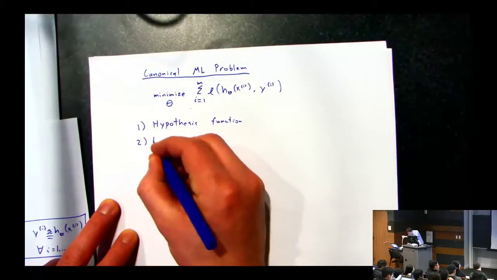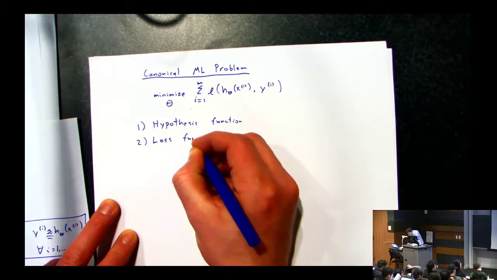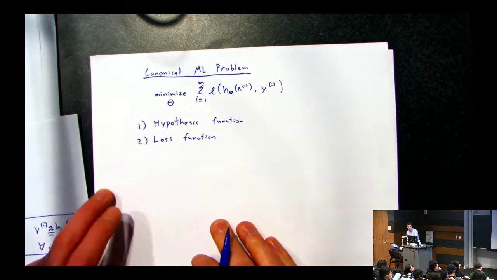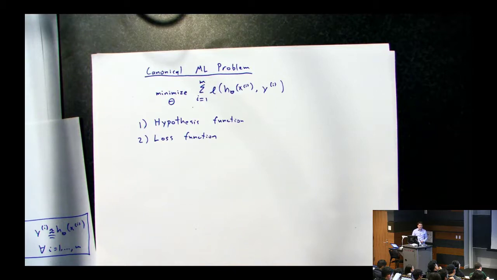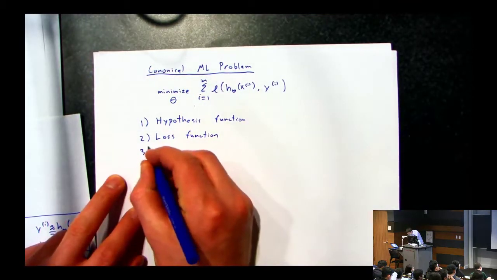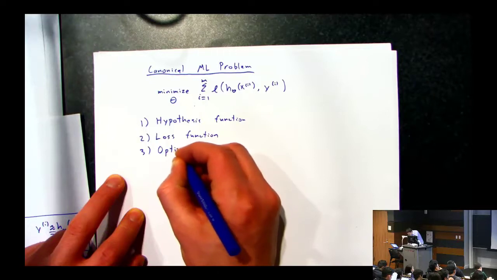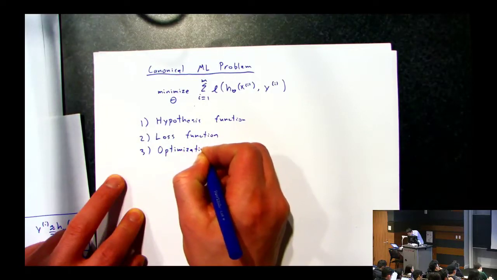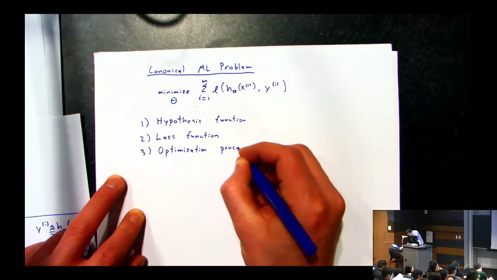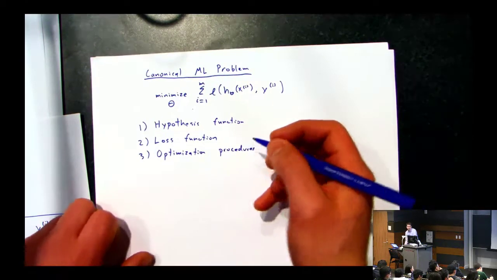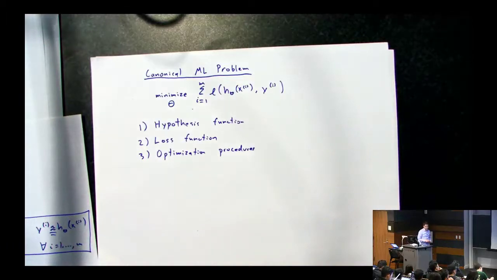Second, I need to specify my loss function. I need to specify how I'm going to measure being approximately equal on my data set. And third, I need to specify an optimization procedure. I need to say, how am I going to find parameters, those are the things that specify what my hypothesis function is, that minimize this sum of loss functions here?